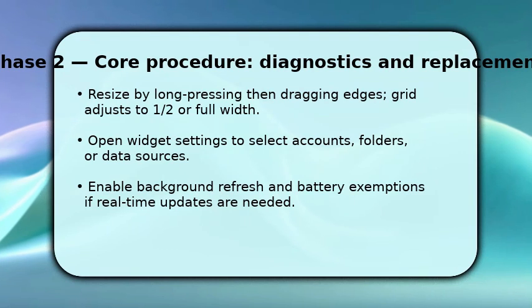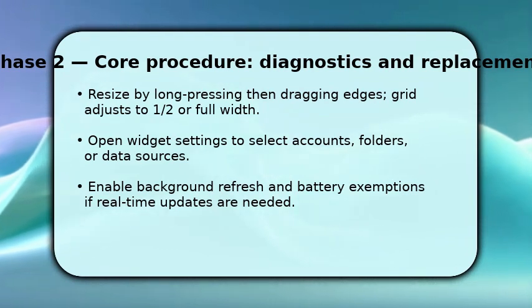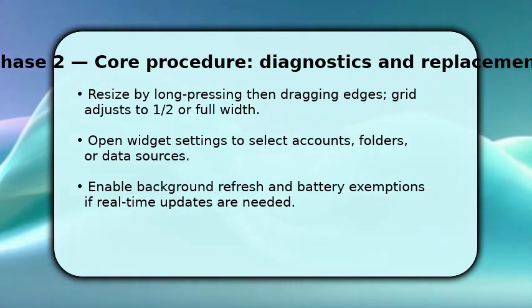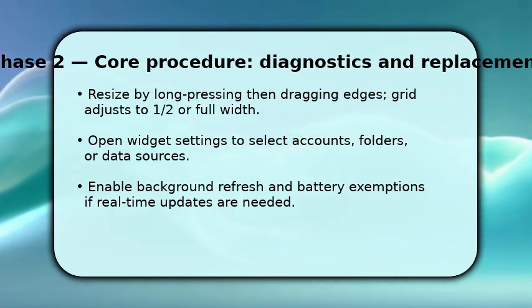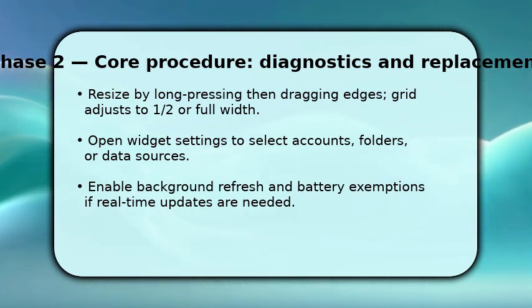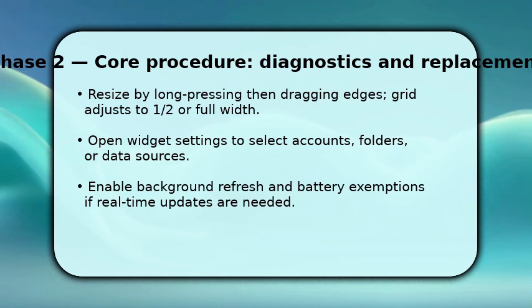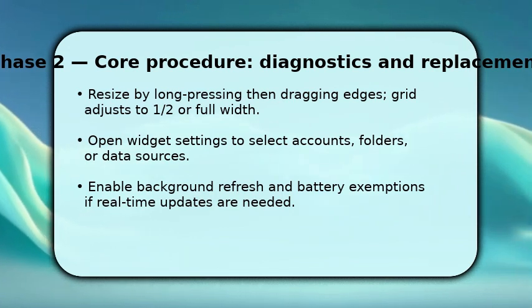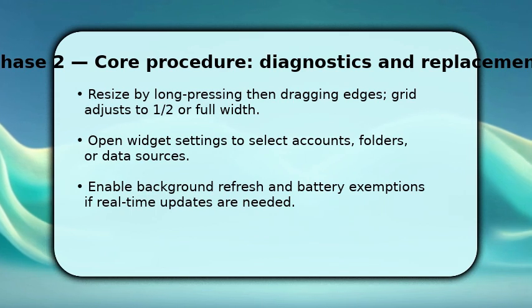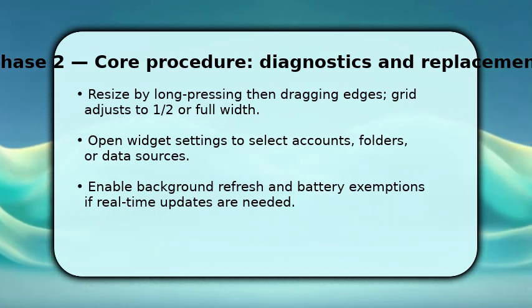You now customize. Long press the placed widget and drag handles to resize. This adapts the layout to your grid. Once sized, tap any settings gear on the widget or open the host app to select accounts, folders, or specific data feeds. This connects content to the view. Make sure to enable background refresh or battery exceptions when you want live updates, because aggressive power saving can pause widget updates. These steps ensure the widget shows the right content, formatted correctly.